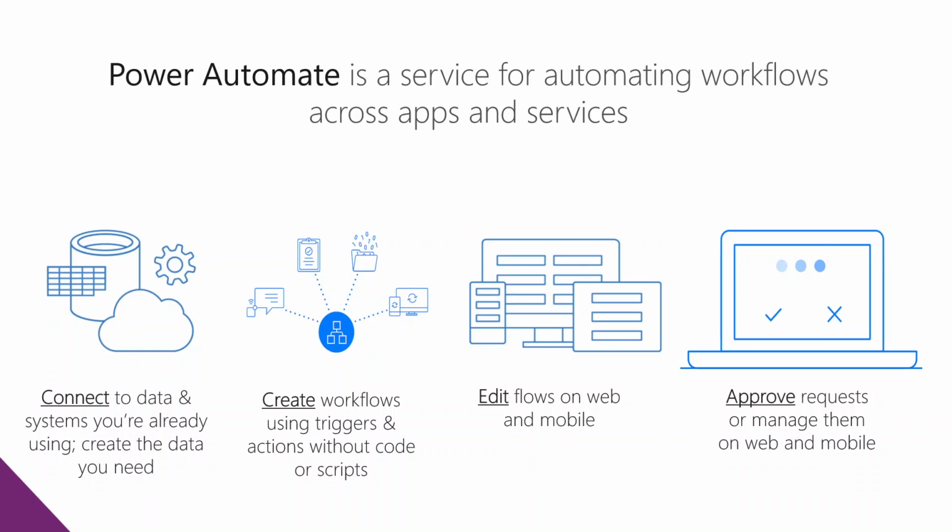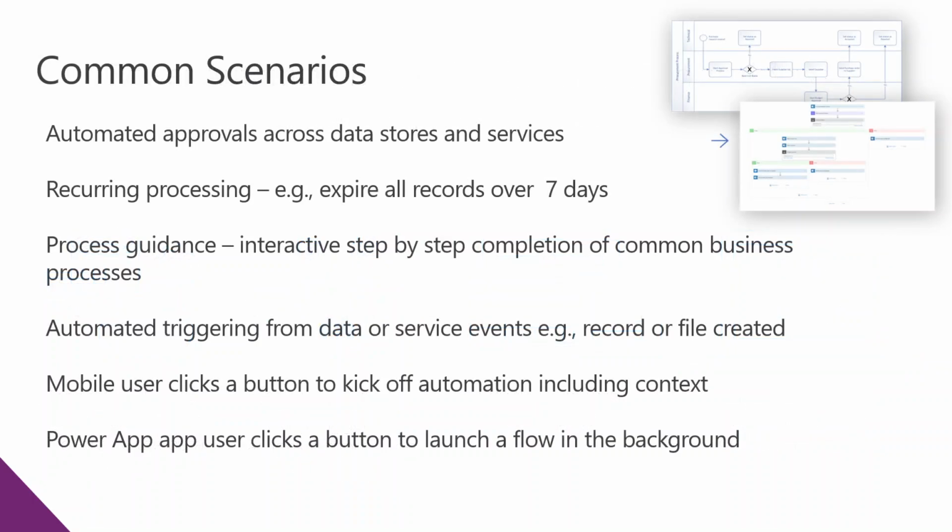Power Automate allows you to connect to data and systems you're already using. Over 500 connectors available on the portal. You can create workflows that use triggers and actions without any code, all drag and drop user interface. You can edit the flows on the web and even on mobile devices. And then you can create these things called approvals, which then can be managed on web and mobile as well, and embedded into email as well, things like that.